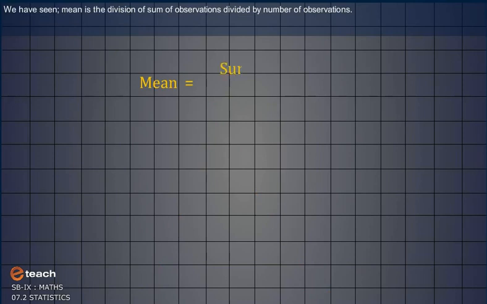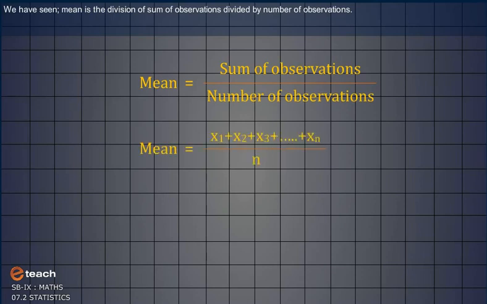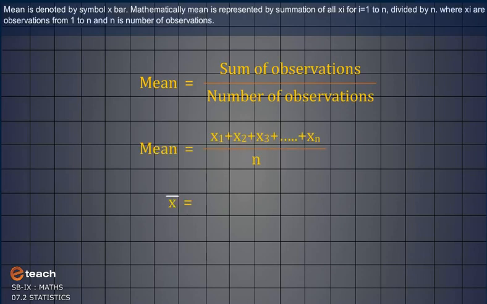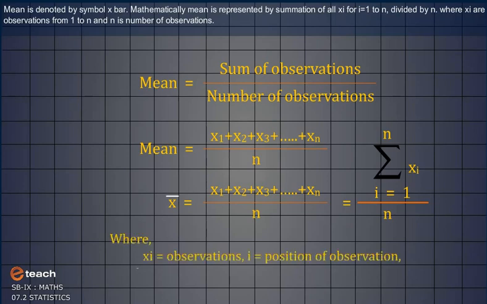We have seen mean as the sum of observations divided by the number of observations. Mean is denoted by the symbol x bar. Mathematically, mean is represented by the summation of all xi for i equal to 1 to n, divided by n, where xi are observations from 1 to n and n is the number of observations.